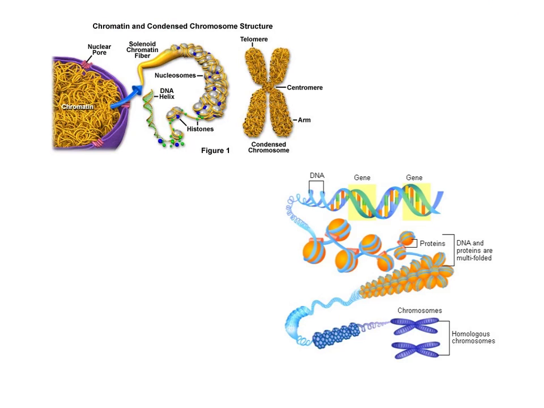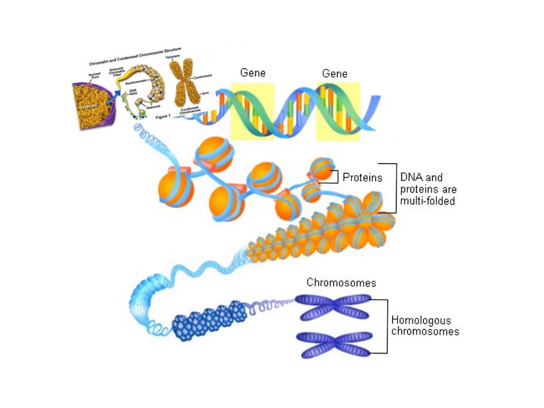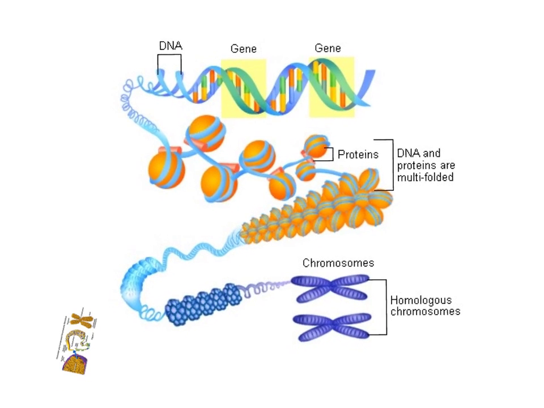Well, here's what happens. Here we have our chromatin, and they're showing you how the DNA starts to wind around all these nucleosomes and histones. So we see a DNA helix here and how it's wound around that stuff. And eventually it forms this condensed chromosome.